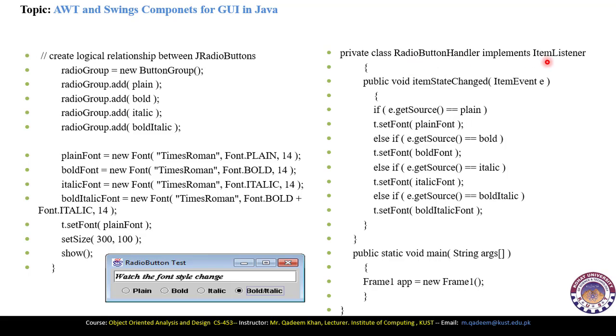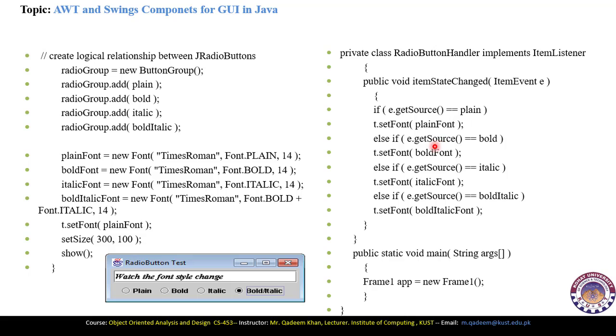Now we have defined it here using the ItemListener interface through the implements relation. So private class RadioButtonHandler implements ItemListener. Public void itemStateChanged means that when the radio button is clicked here, then the state will be changed. So if e.getSource() == plain, so it means that when the plain button is clicked, then the font of this text field, which is here and displays this text, this is the text field, its font will be the plain font.